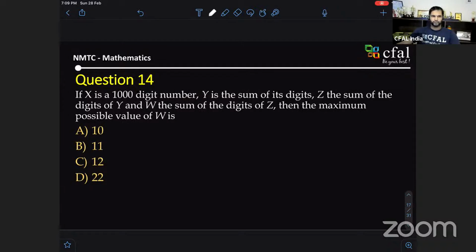Sir, for X, are the digits repeating? Okay, again I have to read the problem. X is a 1000-digit number. Y is the sum of its digits. Z is the sum of the digits of Y. W is the sum of digits of Z. Let's see the maximum possible value of W. With a 1000-digit number, it should repeat, right? If it's greater than 9, there's no chance without repetition.